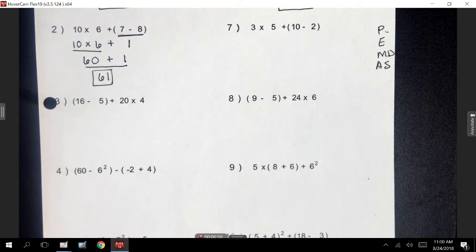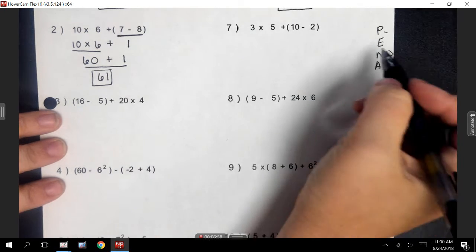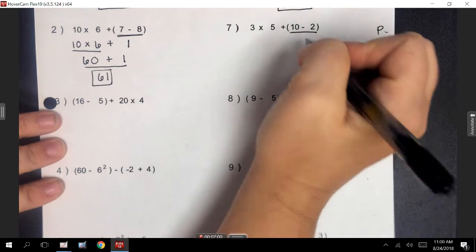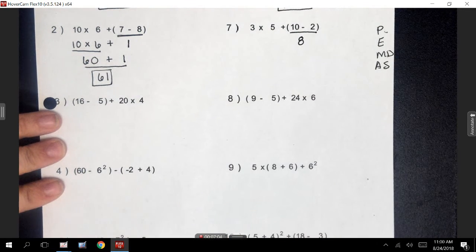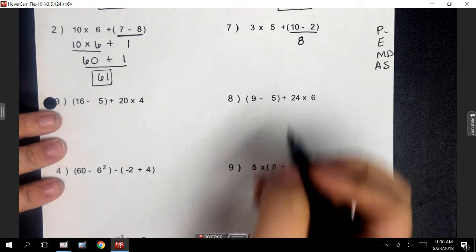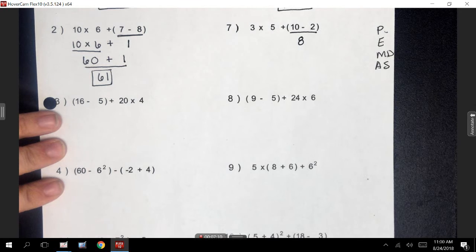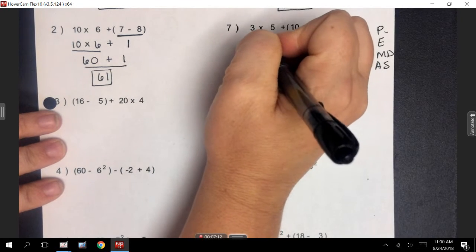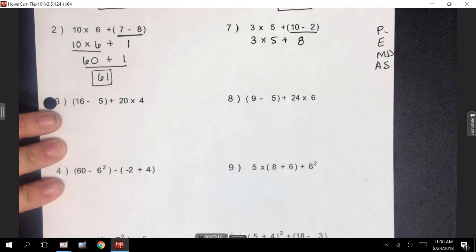All right, number 7, are there parentheses? Guys, if there are no parentheses, you just keep going. You do your multiplying and exponents first, or multiplying and dividing first. All right, we do have parentheses here. 10 minus 2 is 8. Okay, that was the only thing in the parentheses, so that's all I need to write down. We don't have to keep those parentheses symbols around it. Let's bring down everything we didn't use. So 3 times 5 and our plus sign.